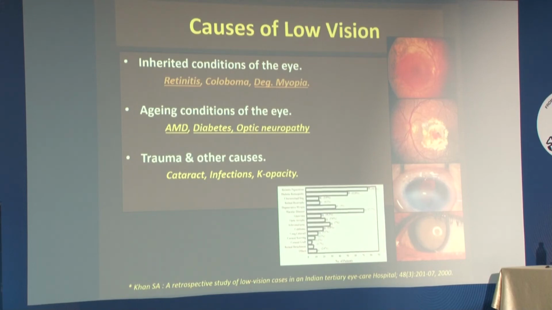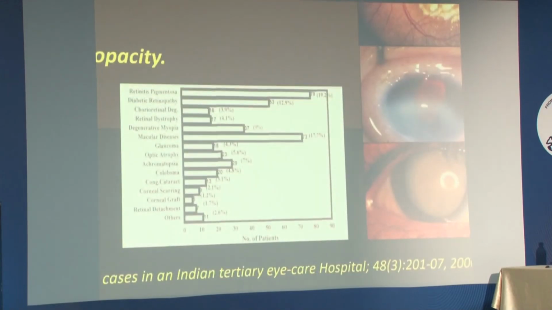These are some diseases which cause diminution of vision. Sorry, it's not visible now. Like retinitis pigmentosa, diabetic retinopathy, chorioretinal degeneration, retinopathy, retinal dystrophies, corneal scarring, corneal grafts, etc.